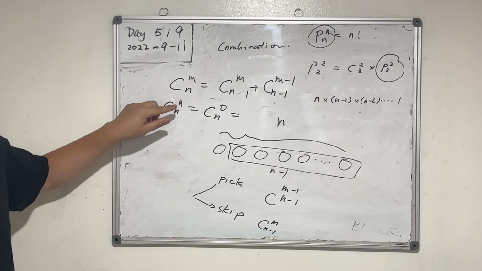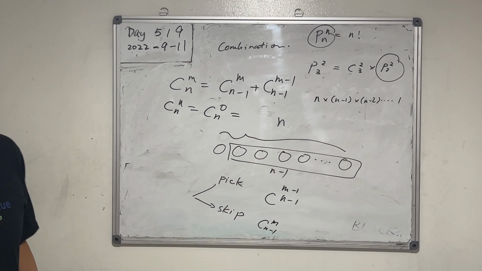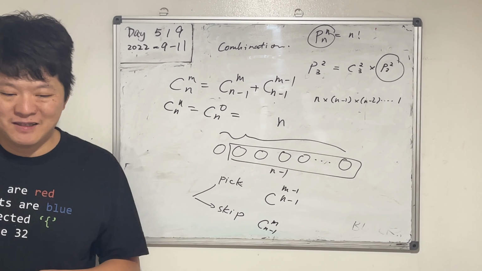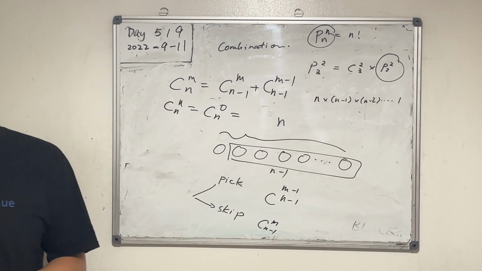There are n apples. How many ways to pick n apples? There are 3 apples. How many ways to pick 3 apples? 1. There are 3 apples. How many ways to pick nothing?